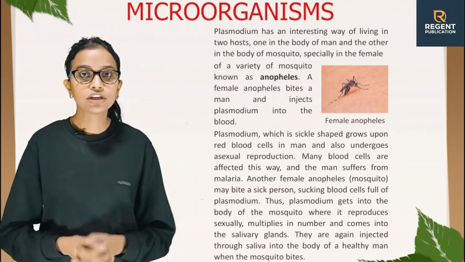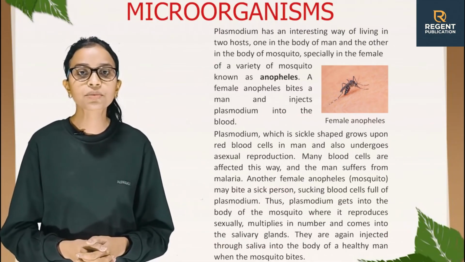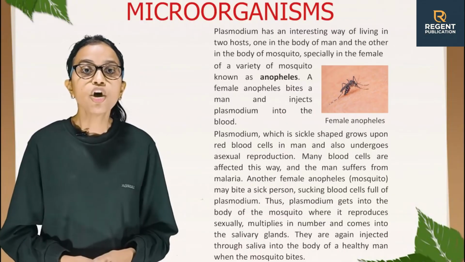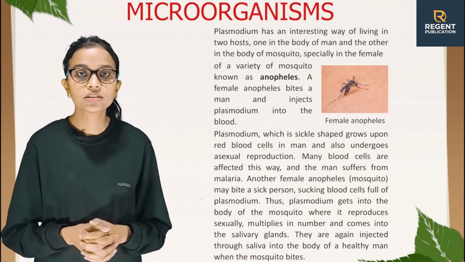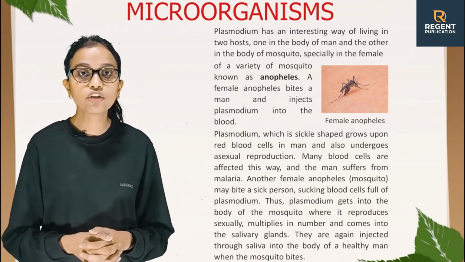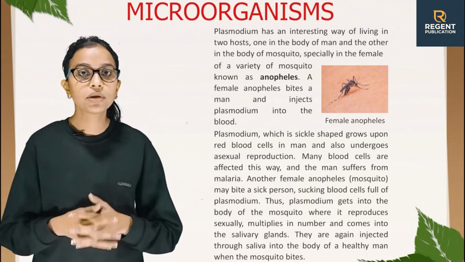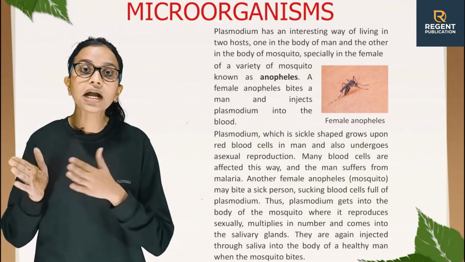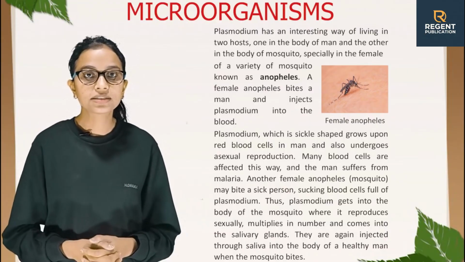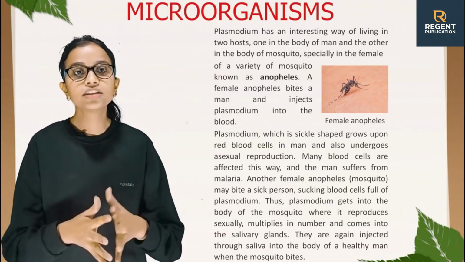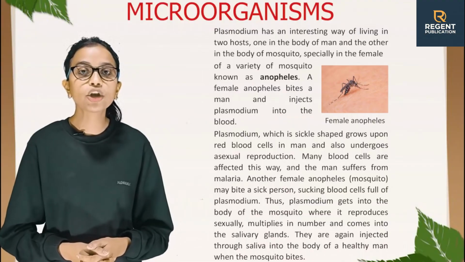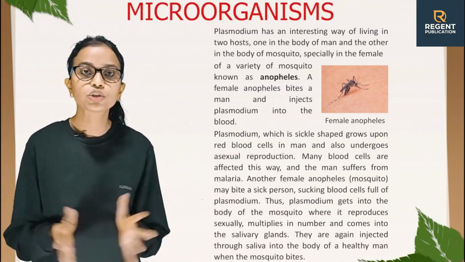Another female Anopheles mosquito may bite a sick person, sucking blood cells full of Plasmodium. Thus, Plasmodium gets into the body of a mosquito where it reproduces sexually, multiplies in number, and comes into the salivary glands. They are again injected through saliva into the body of a healthy man when the mosquito bites.